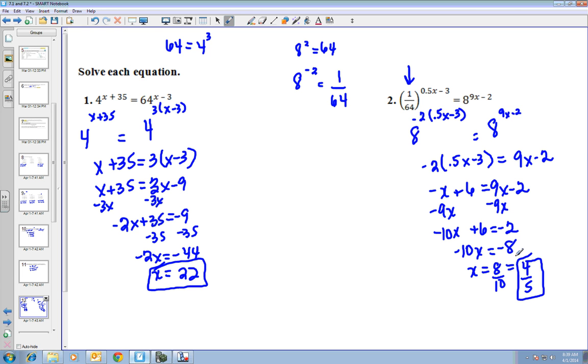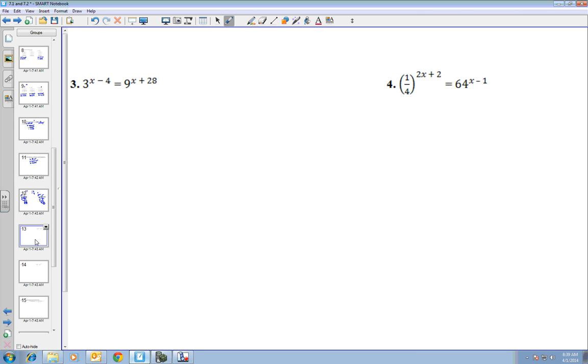Okay, let's do one more from that top section. Let's do number 5. So on number 5, what number do you think I should use as my base? What number should I use as my base? So I know I have a fraction. If I have a fraction, that's going to give me a big hint.